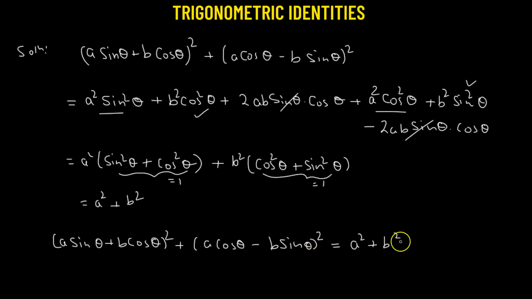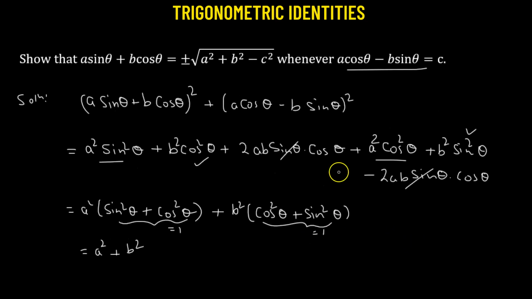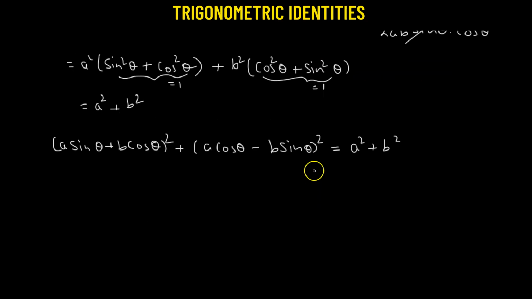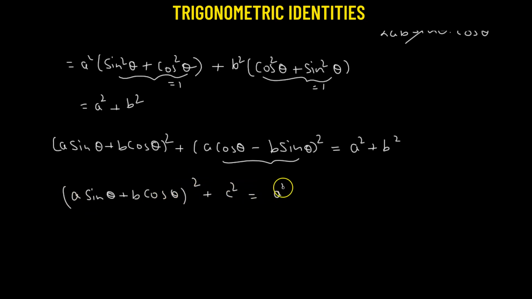Now, coming to the problem, it's given here that a cosine theta minus b sine theta equals c. That means our second term, a cos theta minus b sine theta, can be replaced with c. This is going to give us a sine theta plus b cosine theta whole squared plus c squared equals a squared plus b squared.